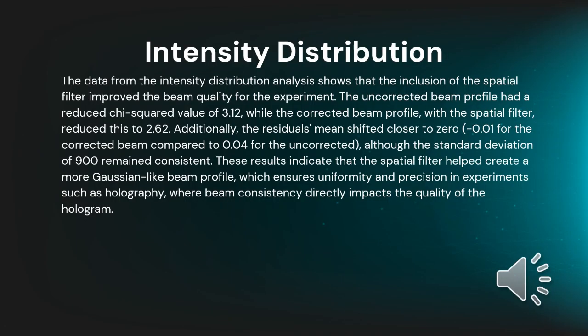The corrected beam profile had a reduced chi-squared value of 2.62, compared to 3.12 without the spatial filter. The mean and standard deviation of the residuals from the two fits were very similar, but a lower chi-squared indicates that the corrected beam profile conforms more closely to a Gaussian fit. This also means the corrected beam will likely be better to use for capturing a hologram.